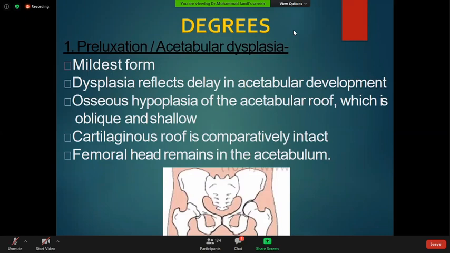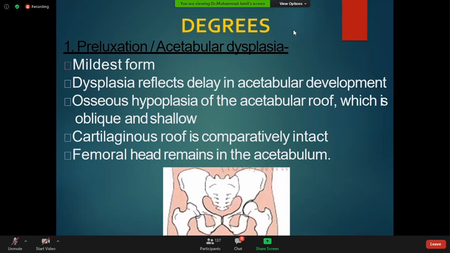Now, according to the disease, it depends on how the deviation is. It may be in the stage of pre-luxation, and there are chances to subluxate or dislocate. So what is the pre-luxation stage? It is a very mild form, where the acetabulum is dysplastic.